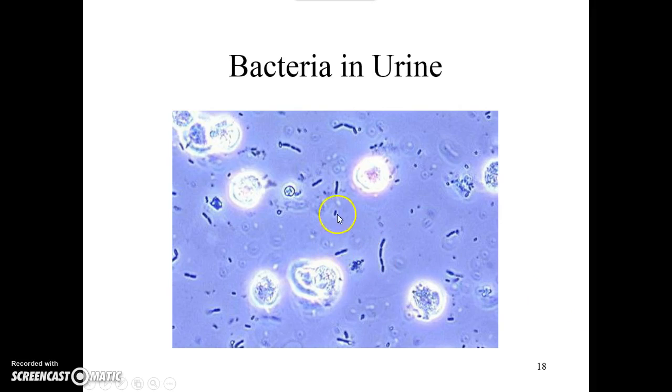These guys are the bacteria. You notice they look like rods, so most of the time when you have what they call a UTI, or urinary tract infection, you're going to see rods. They're enterics.